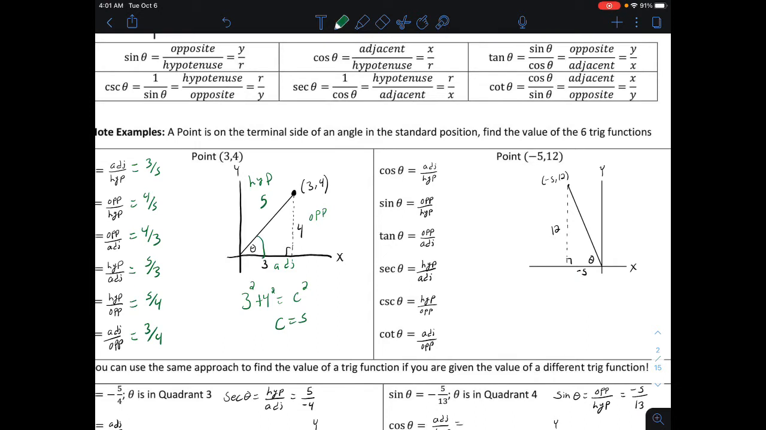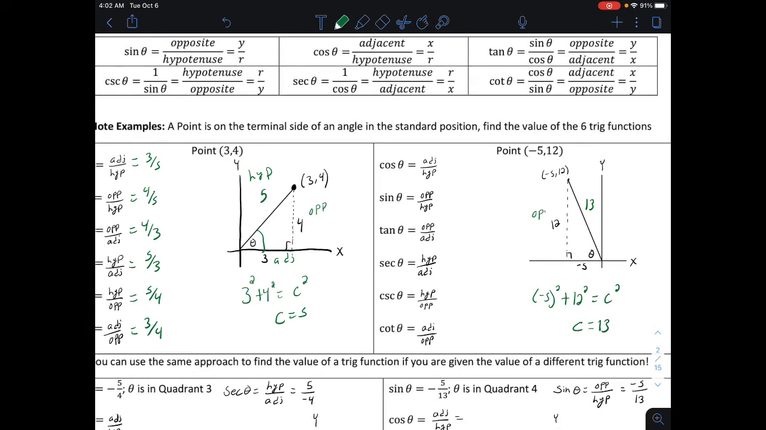Similar to what we just did, we want to find the length of the hypotenuse, or the distance from that point to the origin. So you can use the Pythagorean theorem. So leg squared plus leg squared is equal to hypotenuse squared. And we just solve for c. And you'd wind up getting c to equal 13. Now you go through and look at your sides. Opposite side would be 12. Adjacent side would be -5, and 13 is the hypotenuse.